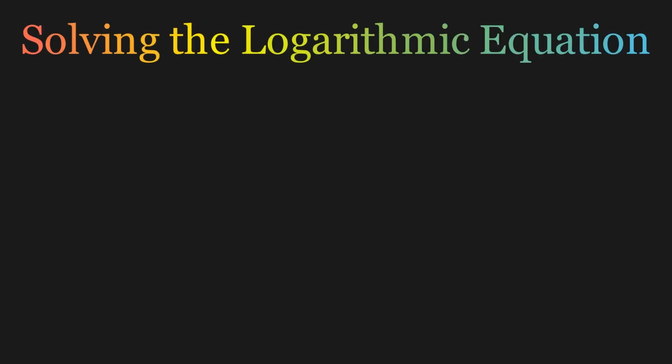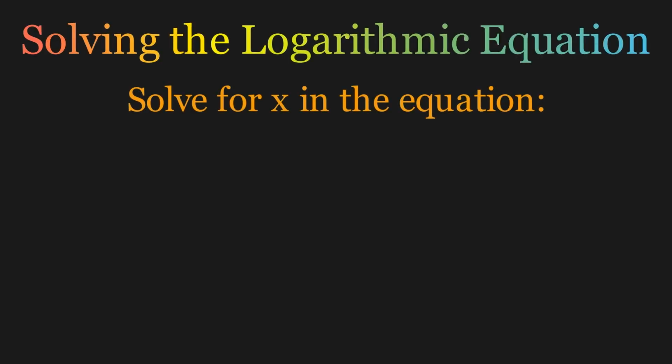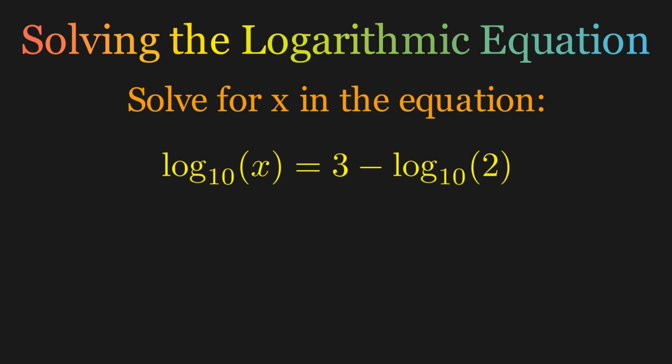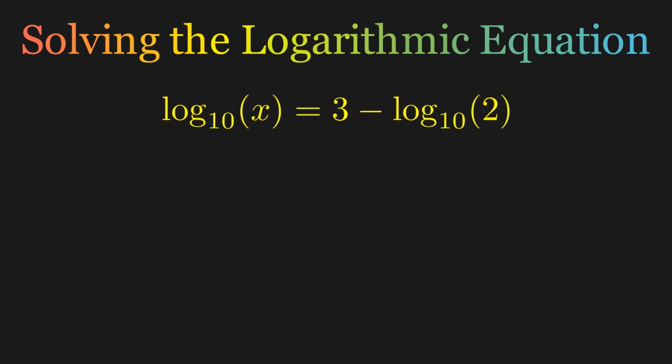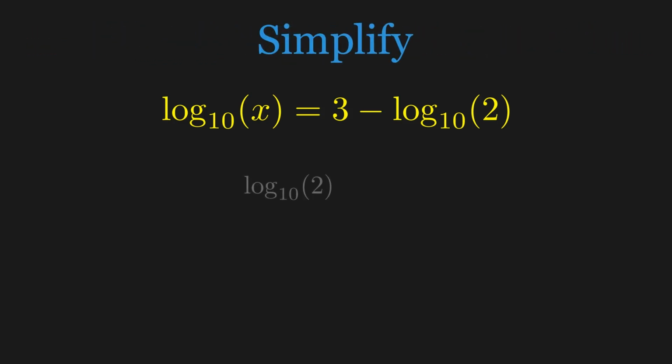Today, we're going to solve the equation log base 10 of x equals 3 minus log base 10 of 2. So, let's break it down step by step. First, we need to simplify log base 10 of 2. Using a calculator or logarithm table, we find that log base 10 of 2 is approximately 0.301. This simplification helps us move forward with our equation.